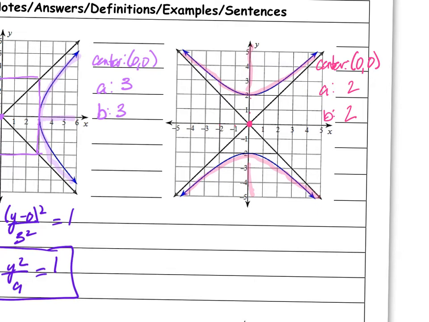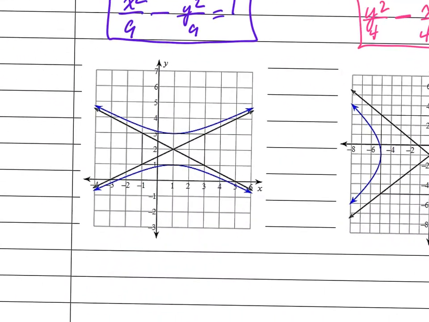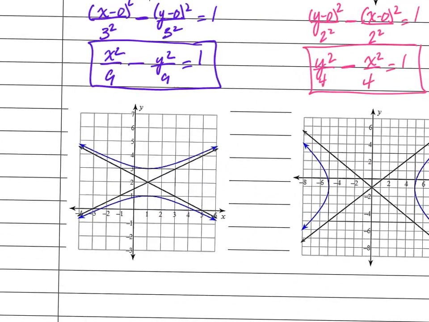And this is what you have to make sure, that the y is going first. So it's going to be y minus 0 squared all over b squared, which in this case, they're both the same b. But make sure if your b is different, this is b squared minus x minus 0 squared all over a squared equals 1. So if I simplify that, I get y squared over 4 minus x squared over 4 equals 1. And there you go. Okay, I think we have a couple more of these ones to do. Yep, we got 2 more to do of this one.